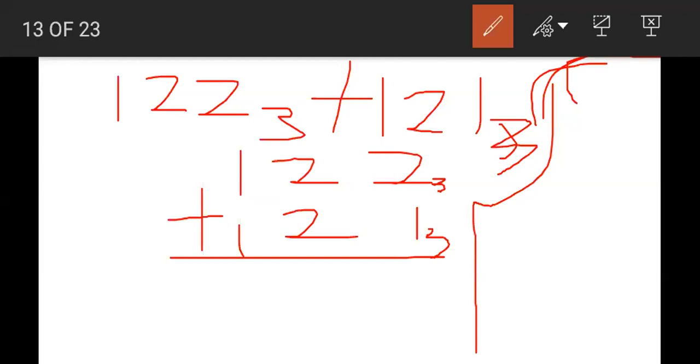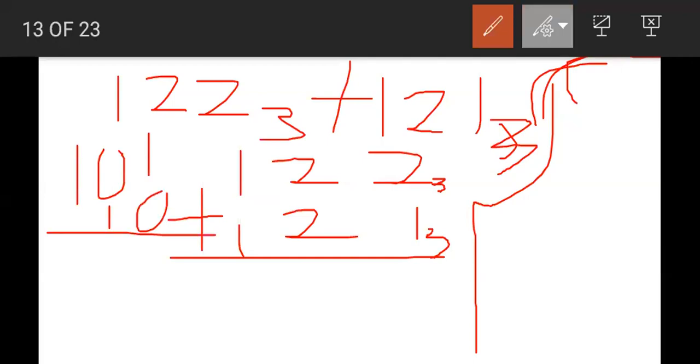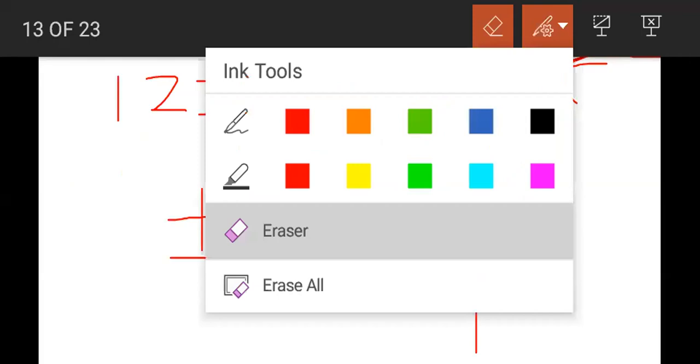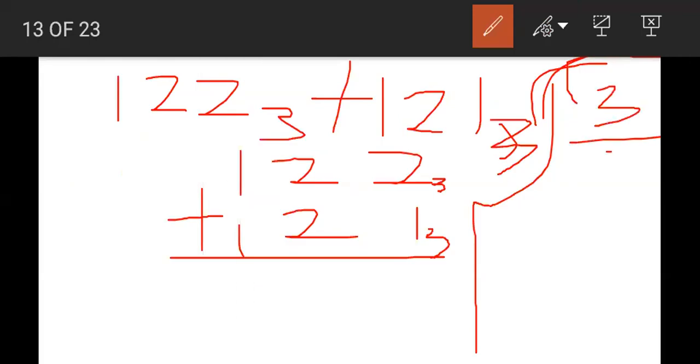If you have, for instance, 1, 0, 1 plus 10 in base 2, how do you do this one? So 2 plus 1 will give us 3. You now say 3 divided by 3 will give us what? 1 remainder 1. You converted the 3 to base 3. So you write 1 and take the quotient to the next digit.